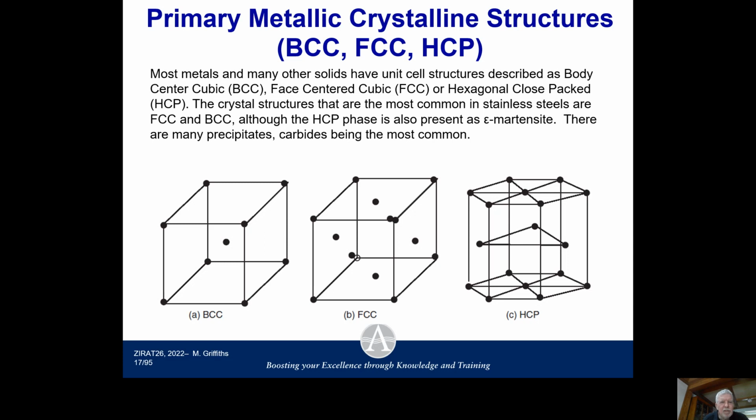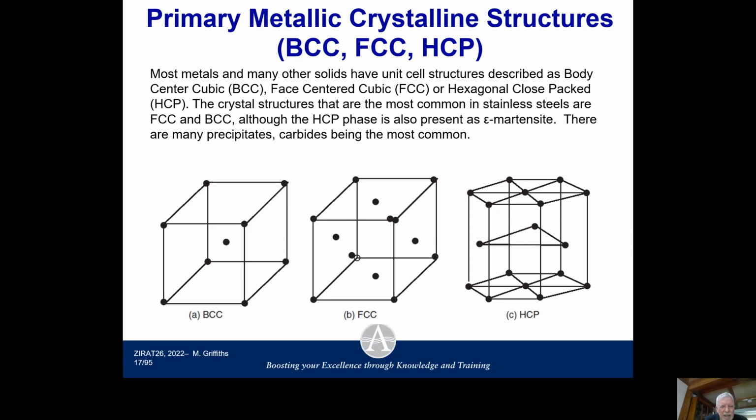Okay, let's move on now to the physical metallurgy. I'll talk further about the physical metallurgy. We're discussing ferritic stainless steel, when we're talking about this structure.